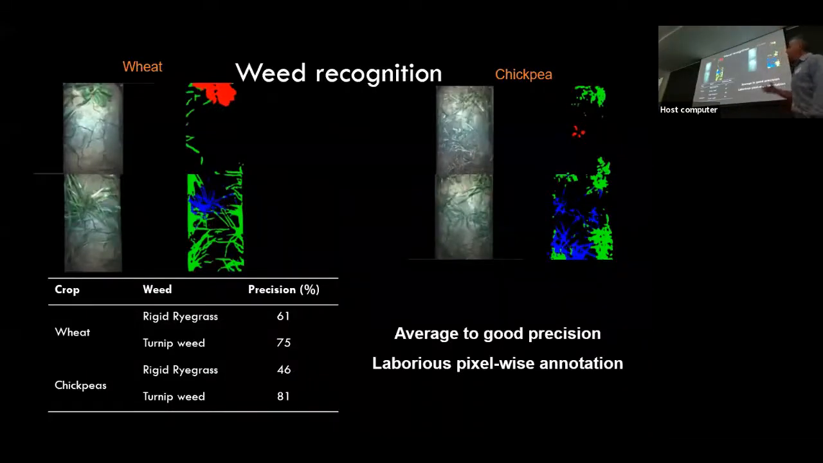Yeah, and so through that project, which was about developing an autonomous platform for site-specific weed detection, recognition and control, we looked at ryegrass and turnipweed in wheat and chickpeas, and we came up with some levels of precision in terms of being able to accurately recognise those weeds in those crops.